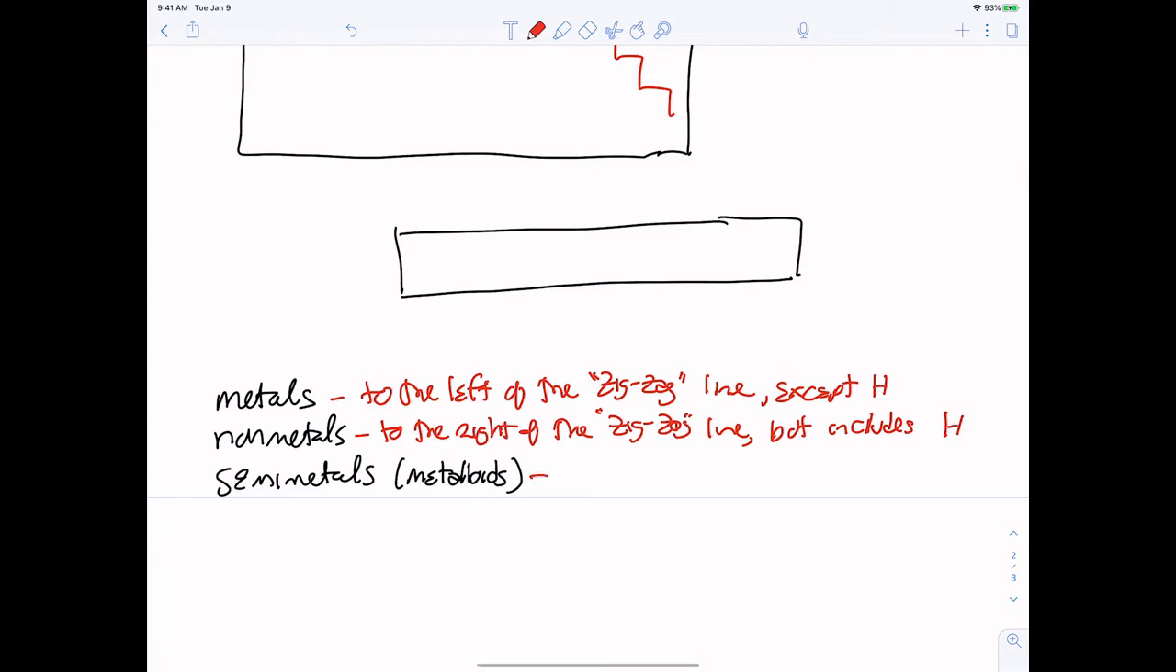And then my semi-metals, these actually share a border with the line. So these are along the zigzag line. But we have an exception here also. What's our exception? Yeah, aluminum. Aluminum is a metal. It's to the left of that line. It's along it, but it's to the left. So that's a metal.